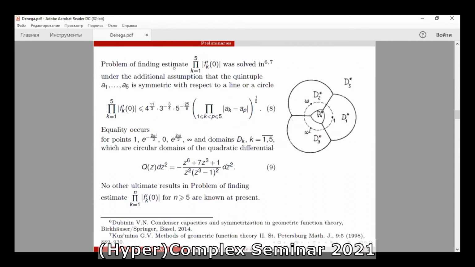The problem of finding an estimate for the product for k from 1 to 5 of modulus f_k prime of 0 was solved in the works of Dubinin and Kuzmina under the additional assumption that the five points A1, A2, A3, A4, and A5 are symmetric with respect to a line or a circle. And they obtained inequality 8.